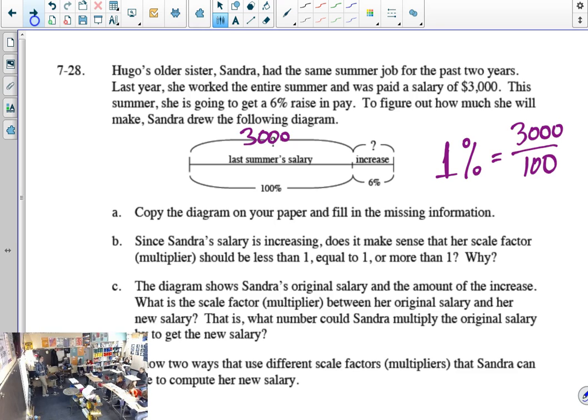What do I do to 1% to get to 6%? Anybody? Multiply by 6. Yeah, multiply by 6, right? So if this gives me 30, and then I multiply that by 6, what was her raise? 180. Which means her pay this year is $3,180.